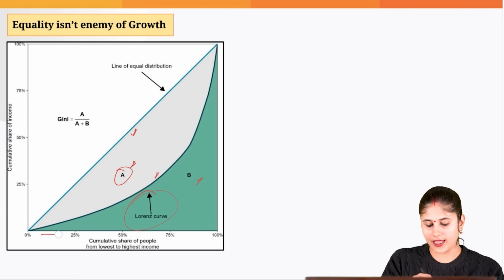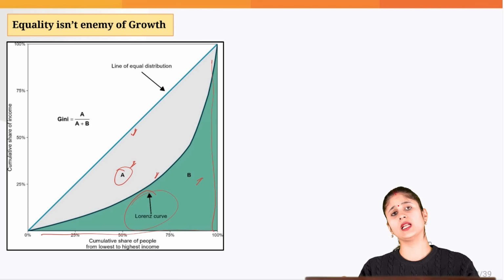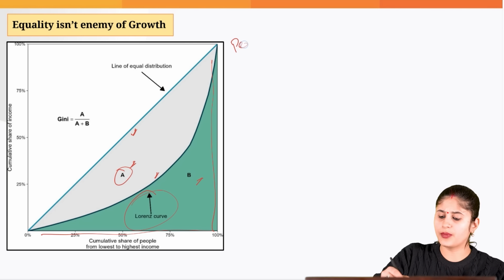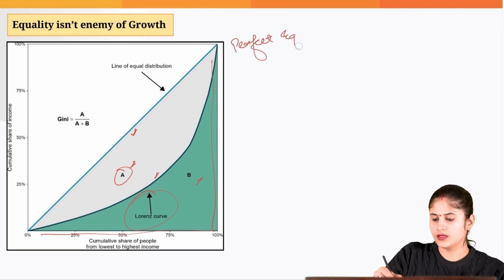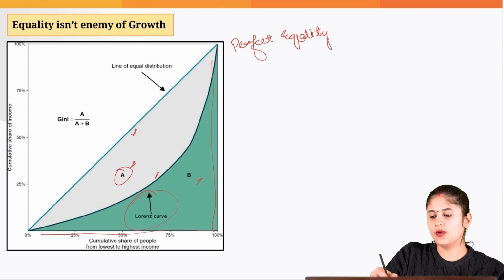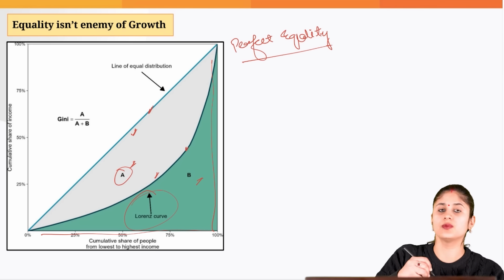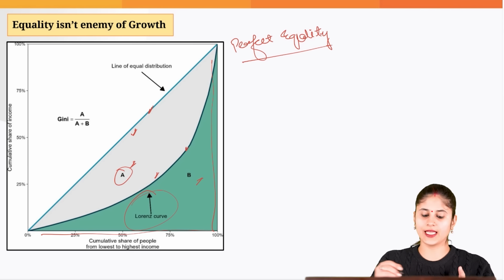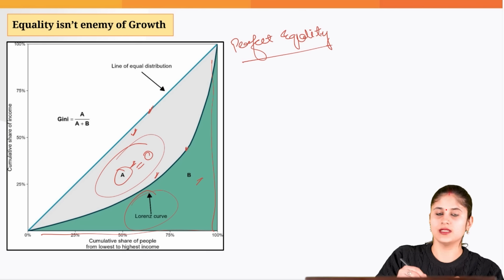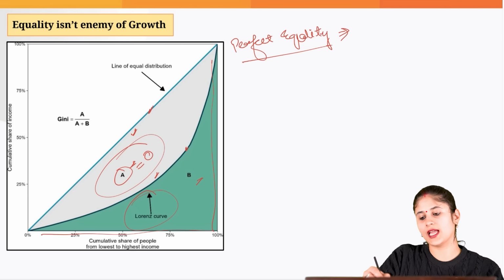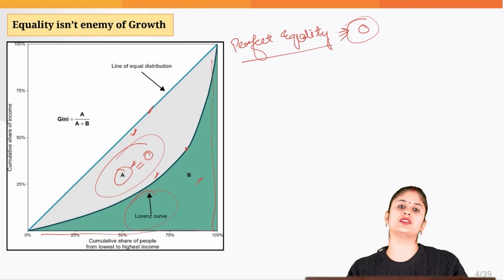The Lorenz curve and this graph. Now, when will you be having perfect equality? This would be the scenario only when this Lorenz curve actually coincides with this line of perfect equality. In that case, this area A would become 0. So, perfect equality would be the scenario when you have Gini coefficient as 0.